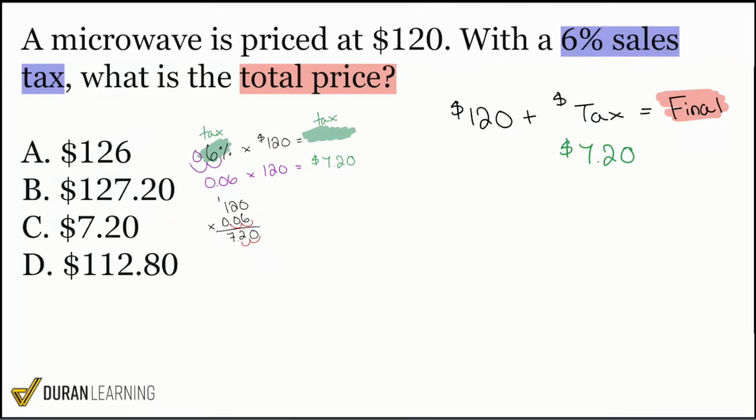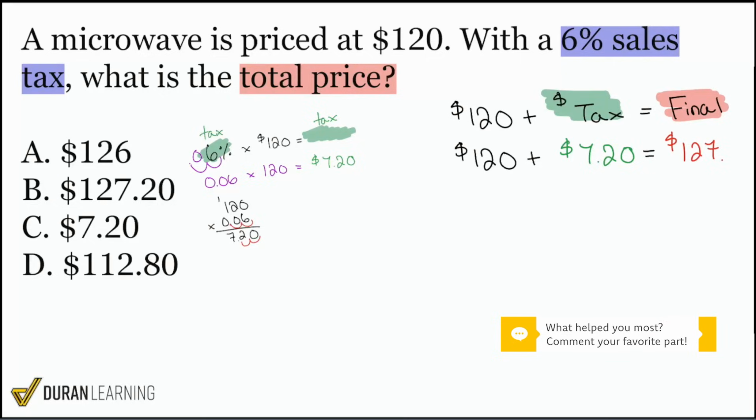And here we go. We just repeat everything else we had. So 120 plus that tax, again, which is $7.20. And that gives us our final amount, which will be $127.20. That makes the correct final answer actually answer choice B. And there we are.